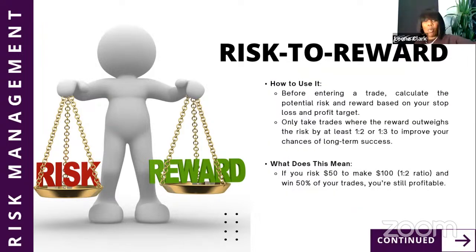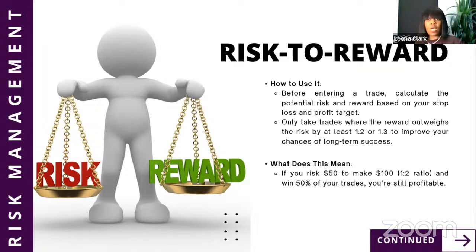Now, this is how we're going to use it. We're going to think about this and identify our risk to reward before we even enter a trade. We need to calculate the potential risk first, and then we need to calculate the potential reward. We do that based on our stop loss pips and our take profit pips. Okay. We only take trades where the reward outweighs the risk. So at a bare minimum, y'all, 1 to 2 is it.